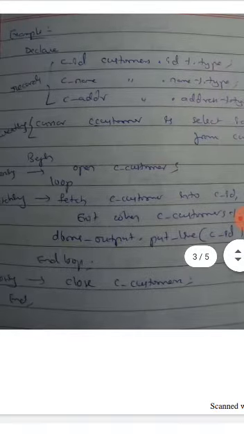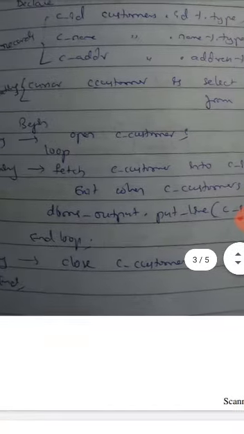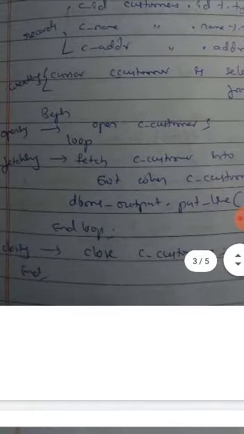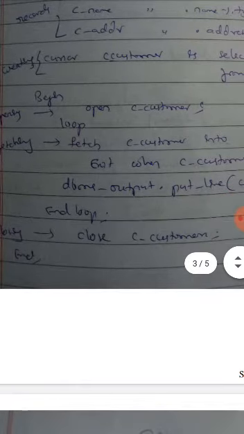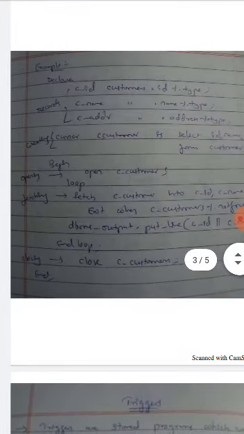Suppose we have 5 records, so all the 5 records are fetched. That's why they have written loop. Loop means it is a continuation: fetching the first record, after that the second record, the third record, the fourth record. When the rows are finished, automatically it will come out of the loop. See, dbms_output.put_line c_id, c_name. So I am printing the c_id and c_name values. End loop, close c_customers, means we are closing the cursor. So this is the program of the cursor.